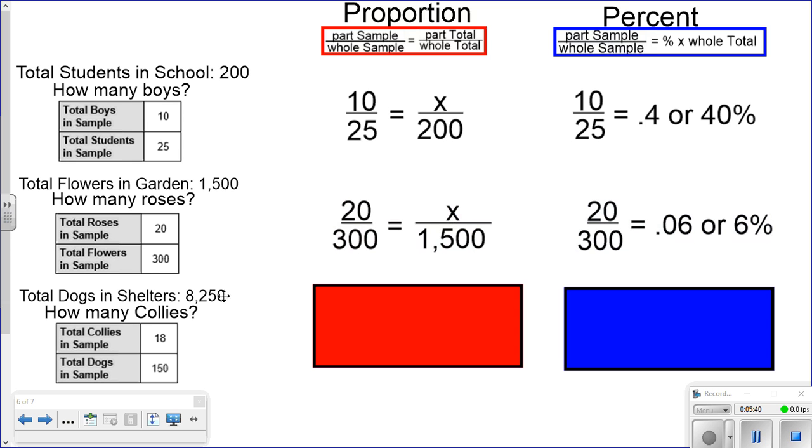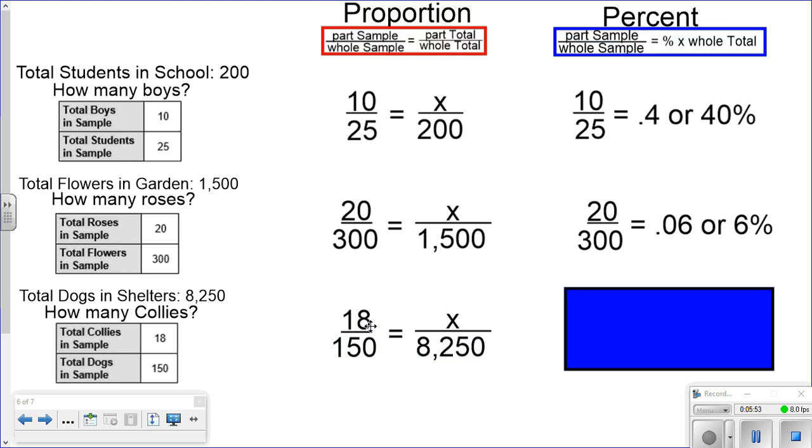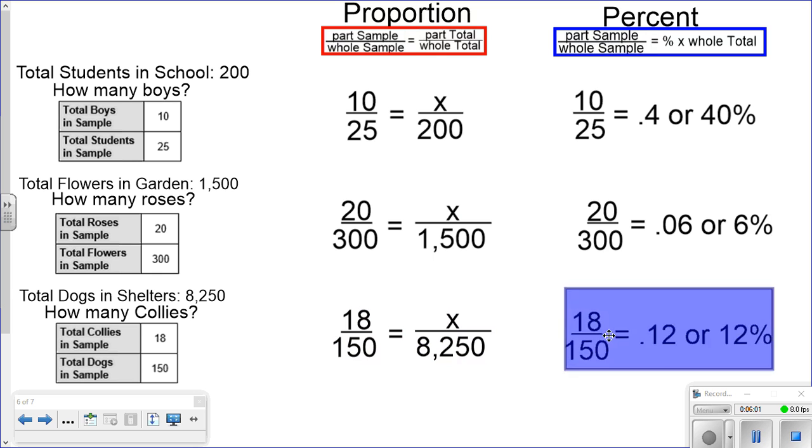Proportion, we have dogs in shelters, 8,250. That's my total population. How many are collies? I took a sample of 150 dogs, and 18 of them were collies. So I'll set up my proportion. 18 out of 150 are collies, which is x over my total population of 8,250. Or just get the percent. 18 divided by 150 is 12%. We'd multiply that by 8,250.